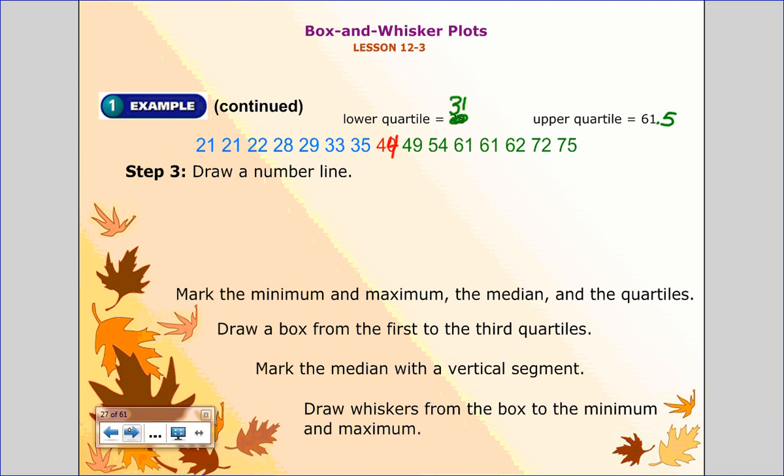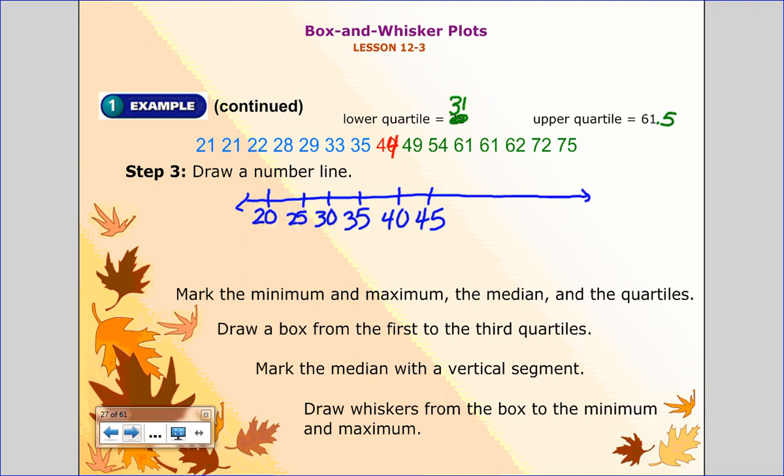So draw a number line. That's our first step. All right. And what we have to do is make the number line fit the data. I know I have to go from 21 all the way up to like 75, so I can't go by ones. So I'm going to go by 5s. And it looks like I'm just going to have to make this a little bit longer. There we go. So now I have that.